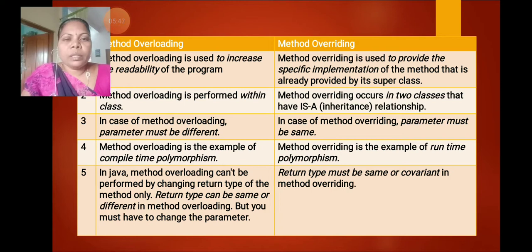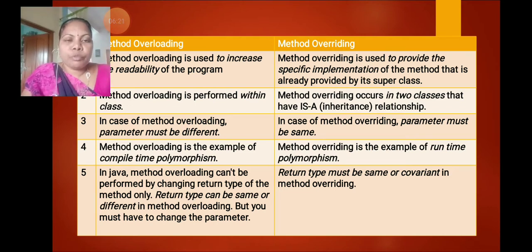And when we compare the methods, overloading is performed within a class. When you are overloading methods, it happens within the class only; it cannot accept anything from outside the class and cannot inherit from the other side. Method overriding occurs in two classes that have a base class and derived classes, that is, an inheritance relationship.